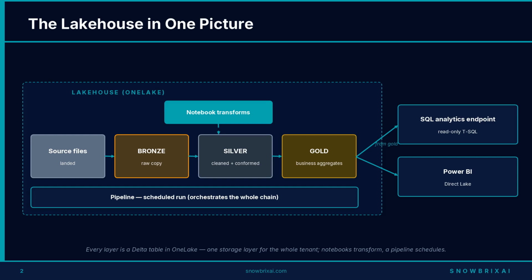Take a look at the whole lakehouse in one picture. Raw files land first, then bronze is the raw copy, silver is cleaned and confirmed, gold is the business aggregates, and here is the key. Every layer is a delta table living in one lake, one storage layer for the whole tenant. Notebooks do the transforms between layers. A pipeline orchestrates and schedules the run off to the right. Two doors read from gold, a SQL Analytics endpoint for queries, and Power BI with Direct Lake for the report. Hold this picture, everything we build maps onto it.